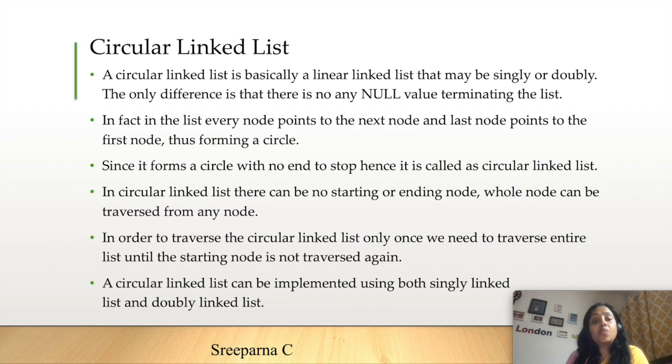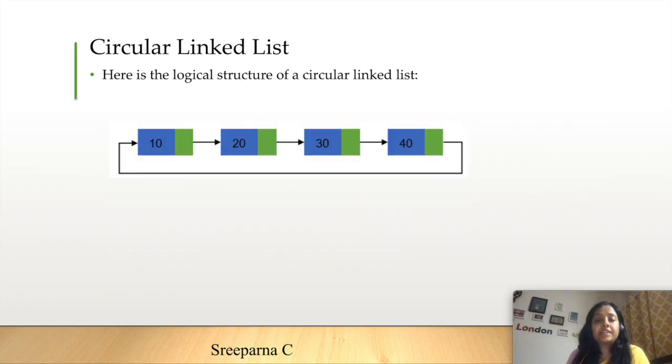The whole linked list can be traversed from any node. In order to traverse the circular linked list, we need to traverse the entire list only once, until the starting node is traversed again. It has both the singly and the doubly type. Here you can see a circular linked list example.